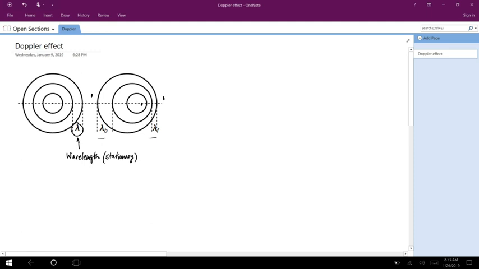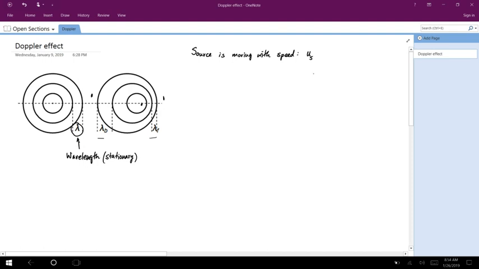And let's try to figure out how much that increases or decreases. In order to do that, we would need to know some other interesting quantities. For instance, we would need to know how fast the source is moving. So let's assume that the source is moving with speed, and we will call this Us. U stands for speed and S stands for source.